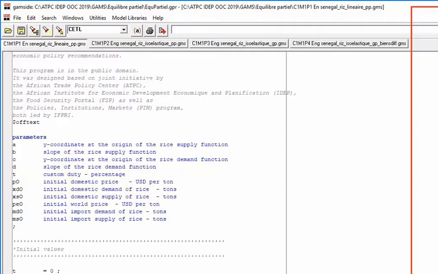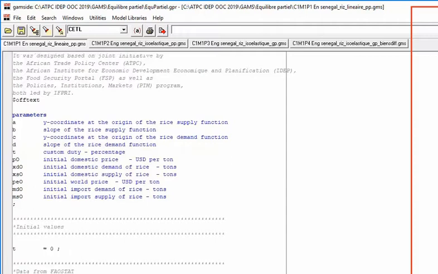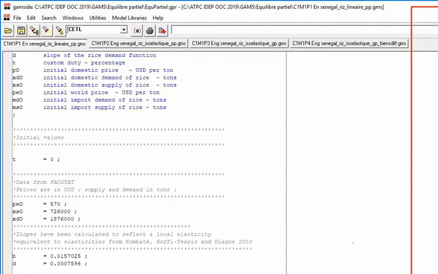So, declarations of parameters. This is the beginning of the program, with the 4 parameters necessary for the demand and supply functions, the exogenous variable, the custom duty T, and then 6 parameters which consist in the name of the variable, for example local price, local demand, followed by a 0, which means that these parameters are for the initial value of each variable. And then you've got the entry of data which are necessary for the calibration of the model. They come from either the TRAINS database from UNCTAD or the FAOSTAT database.